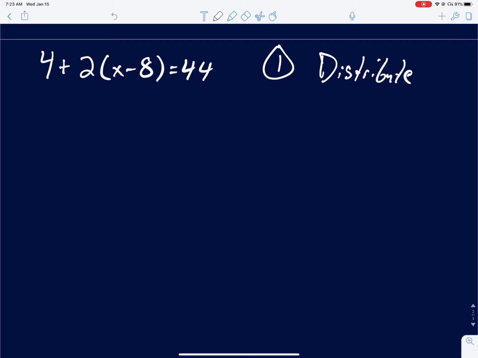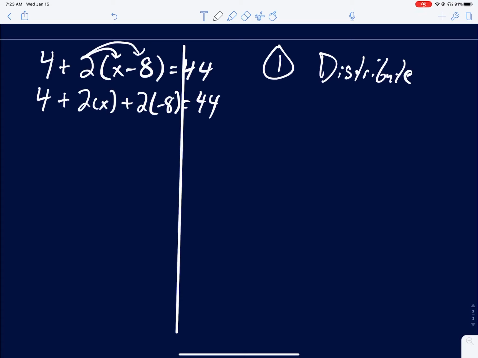We're going to distribute just this 2 into the parentheses, so 2 times x and 2 times -8. So we have 4 plus 2 times x plus 2 times -8 equals 44. Okay, so we're just going to leave this 4. 2 times x is 2x. 2 times -8 is -16, and that all equals 44.